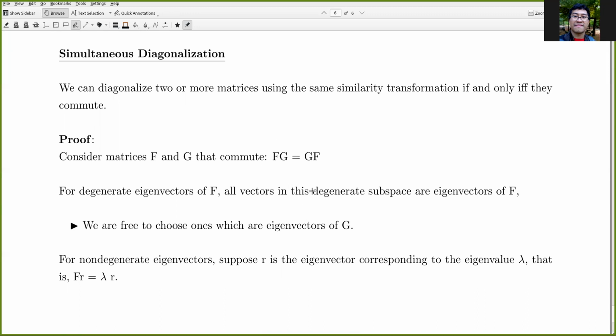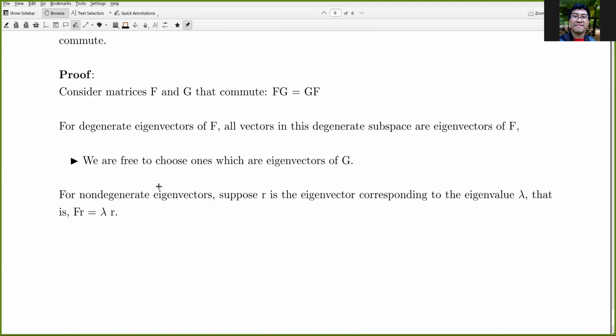And once you know the eigenvectors, you can write our matrix C, which consists of columns that are eigenvectors of the matrix. So if the eigenvectors are the same, then the similarity transformation would be the same. For the non-degenerate case, suppose R is the eigenvector corresponding to the eigenvalue lambda, so that FR equals lambda R. We multiply this by G. We have GFR equals lambda GR.